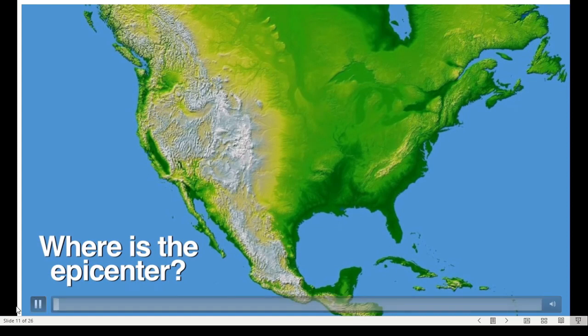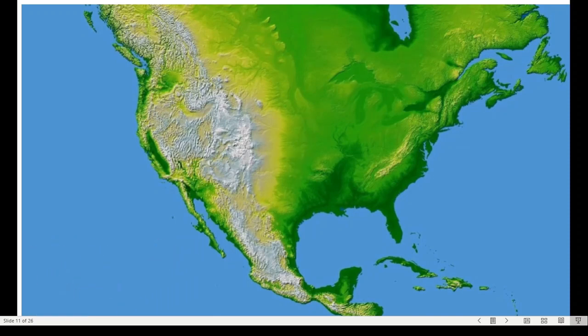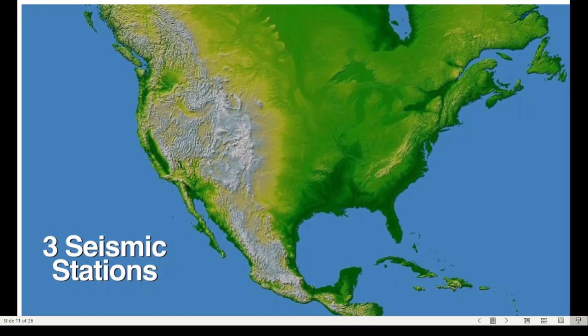Eyewitness reports, etc. But if you want to pinpoint the actual location of the epicenter, you have to do some calculating. And so let's look at how we're going to do that. First off, in order to pinpoint the epicenter, you need a minimum of 3 seismic stations. So let's pop a few of these seismic stations on the map.